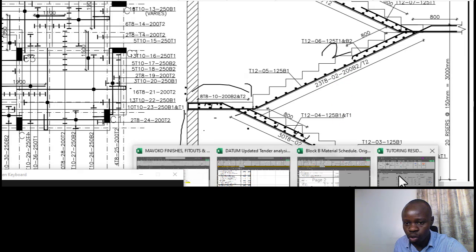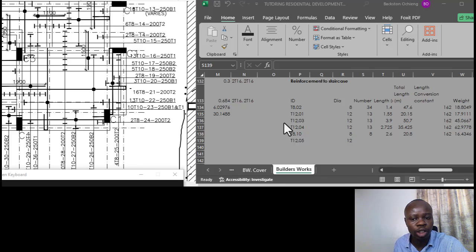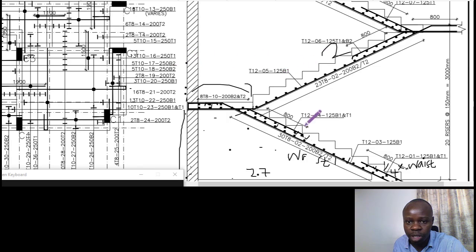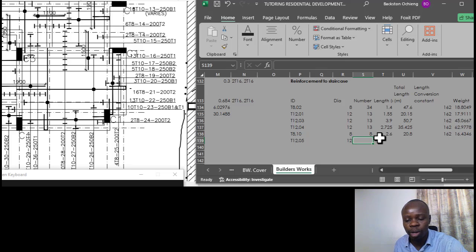So 1.4 is what we divide by 0.125, which is the interval, and then we add 1. The same calculation we had done, and we got 13 number. Okay, so the length of one of them is equivalent to the length of the waist.